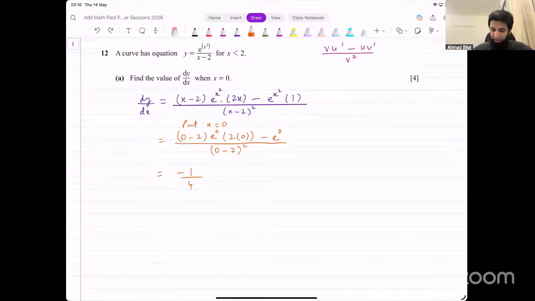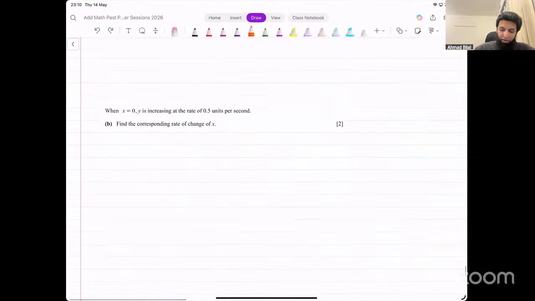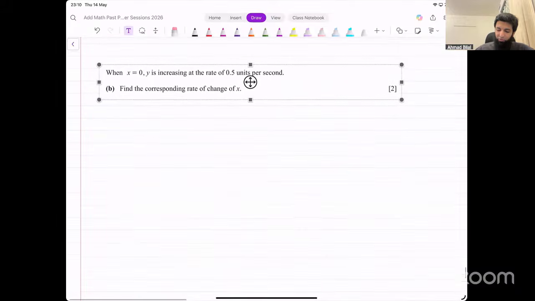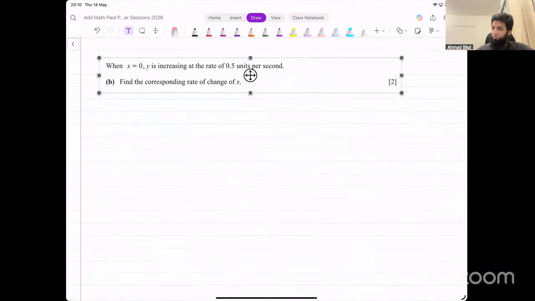Let's look at the next one now. When x is equal to 0, y is increasing at the rate of 0.5 units per second. Find the corresponding rate of change of x.